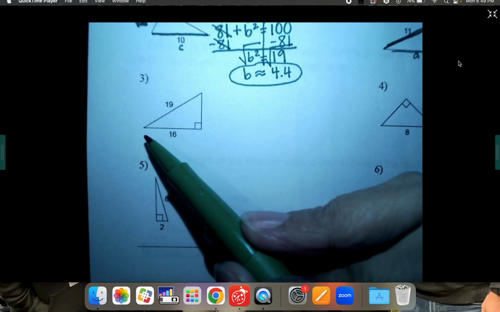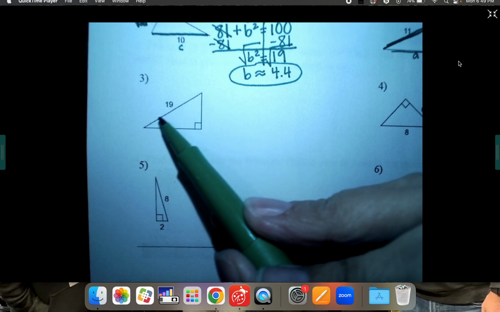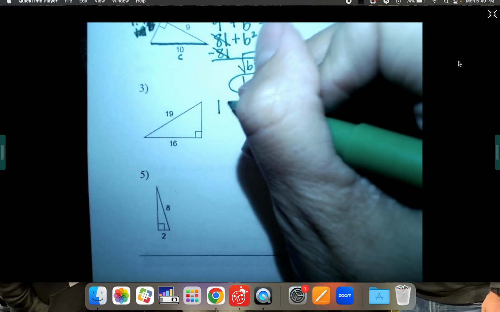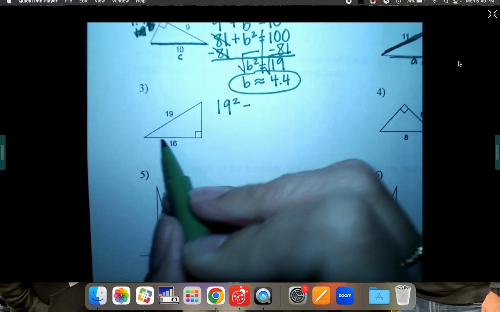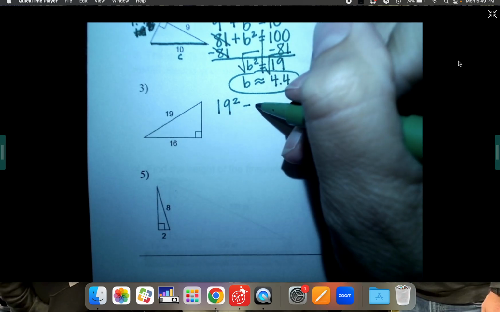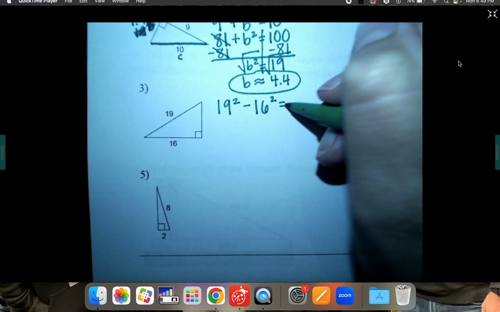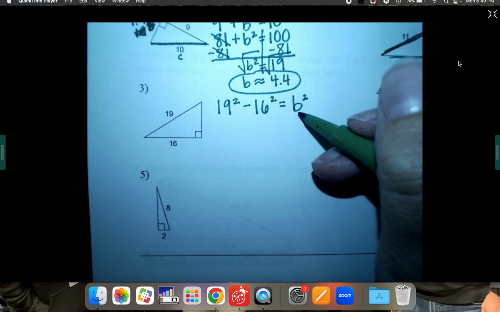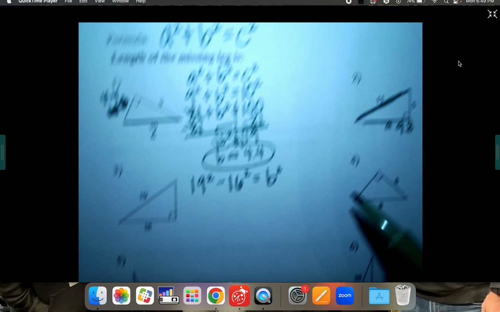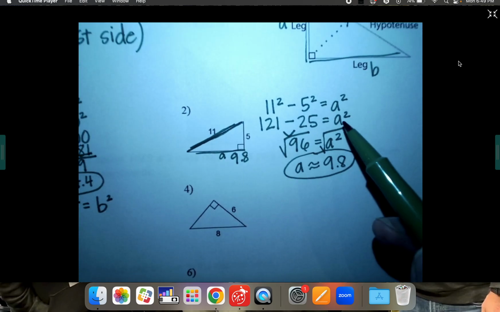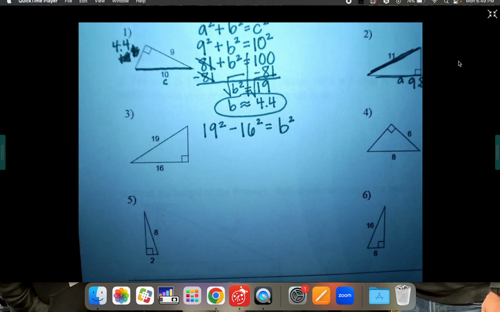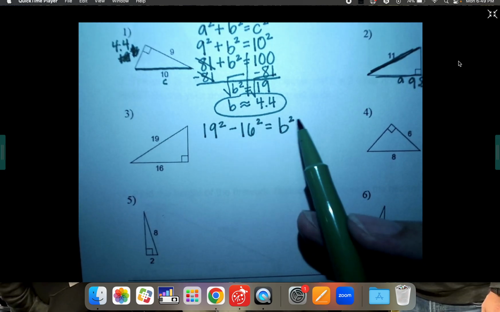So I'm going to take my longest hypotenuse side, which is 19, and I'm going to square it, and then I'm going to subtract the leg that we know, which is 16 squared. And that's going to equal my missing side. I'm just randomly picking B. I think one time I picked B and one time I picked A. So it doesn't matter. Pick your favorite letter, A or B. And then just solve this one.